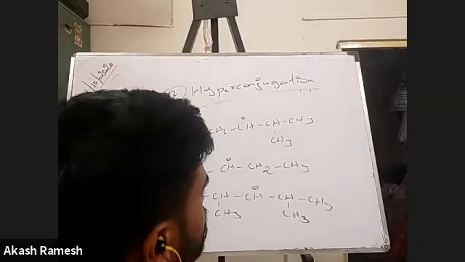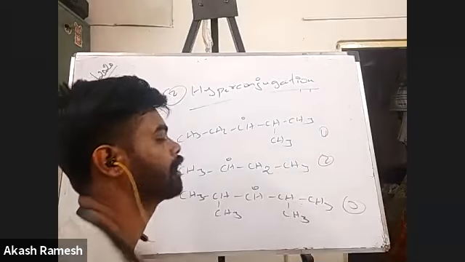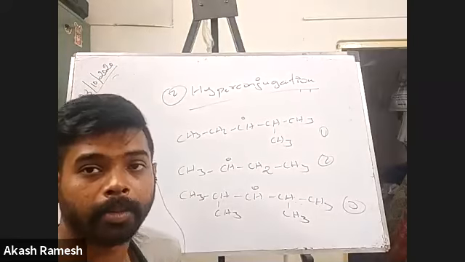Okay, so I have these three radicals. If I mark them 1, 2, and 3, can you arrange them in the order of stability, people? Quickly.